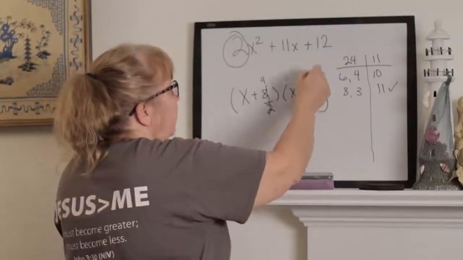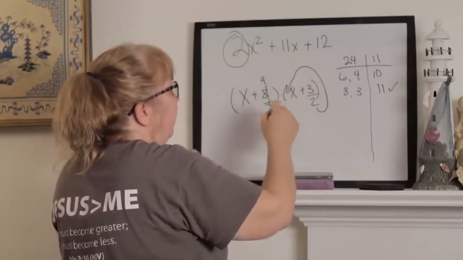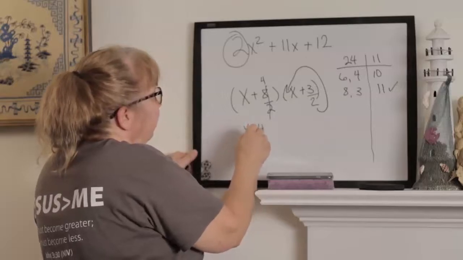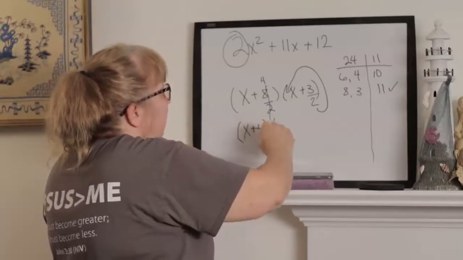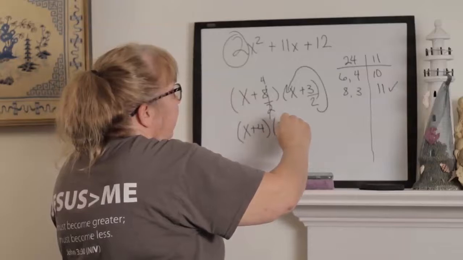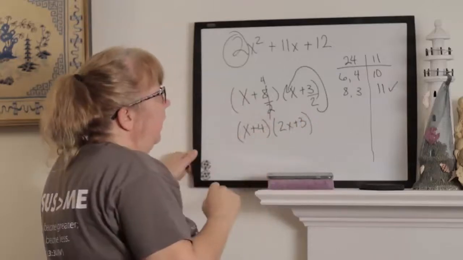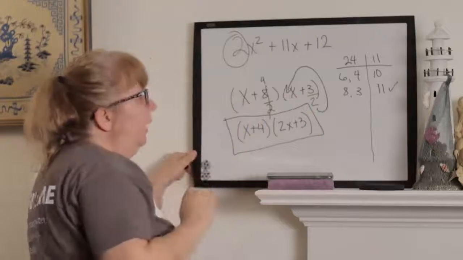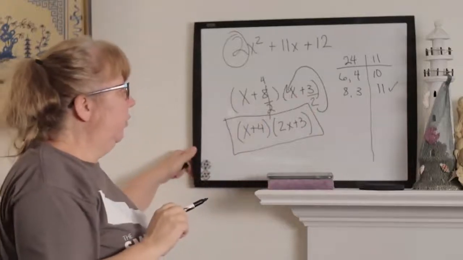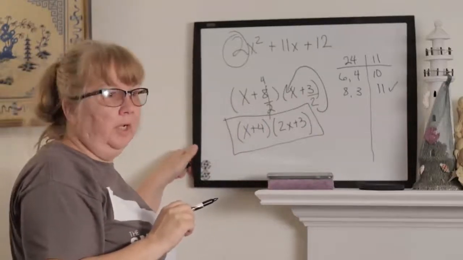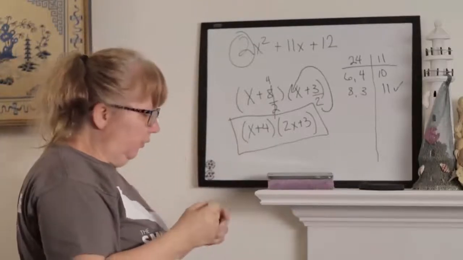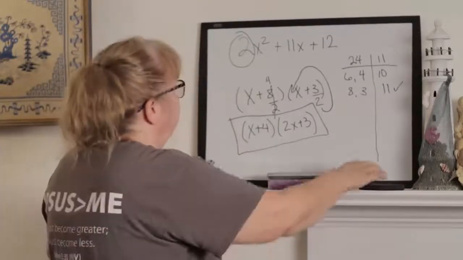What I'm going to do then is take my 2 and bring it up and around in front of the x. My factors are x plus 4 times 2x plus 3. And now my trinomial is factored, and my factors are in the correct order every single time. I don't have to try multiple methods in order to figure out how to get it right. Let's try one more example.